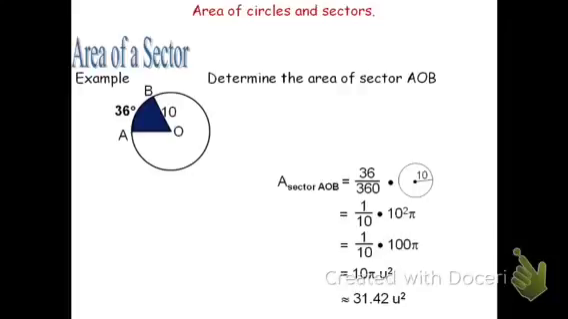So again, the steps. We take the piece out of 360, and that piece is measured by either the arc or the central angle, and then times the pi r squared, which is the area of the circle. We work the fraction out, reduce it, get the exact answer, and then approximate.